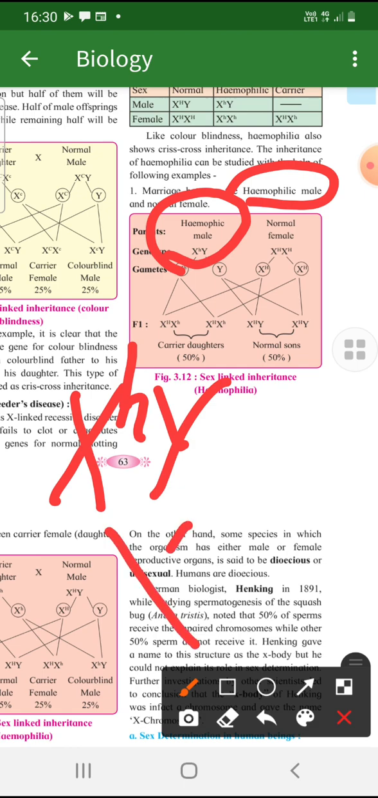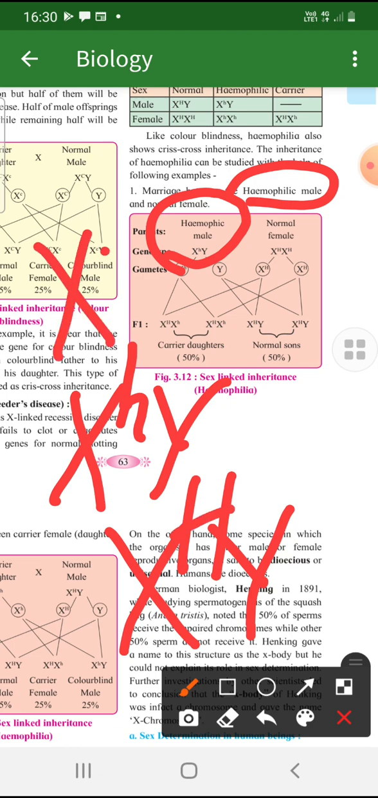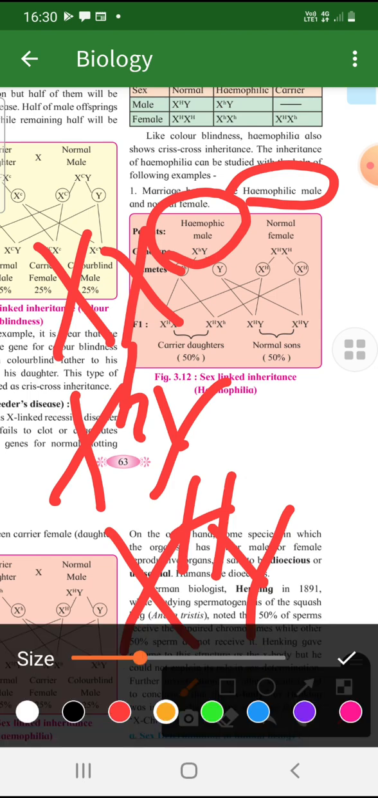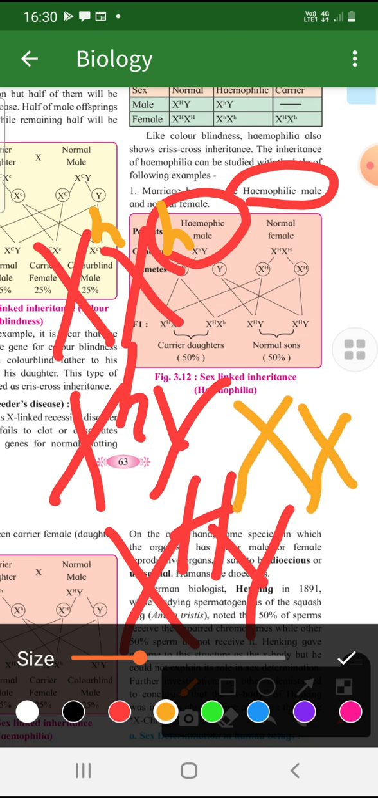If the person is a normal male, it should be capital H, right? And if I'm saying a female, she is having hemophilia, so the person should be having small h, small h. But if a female is a carrier, one capital H, another is small h. Okay, that's how you remember.